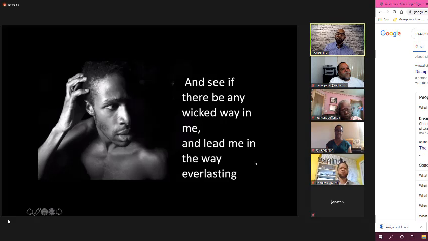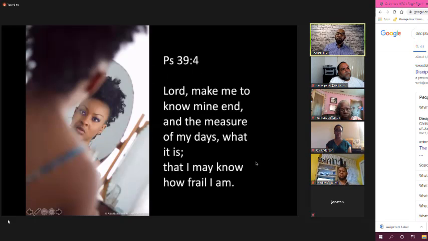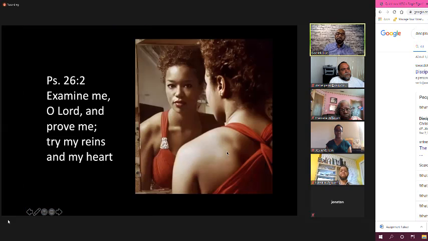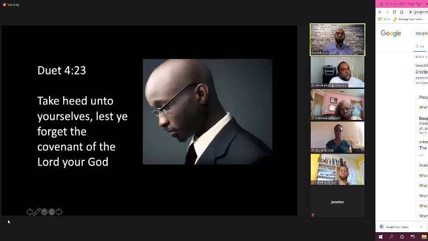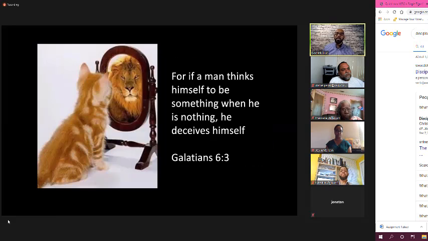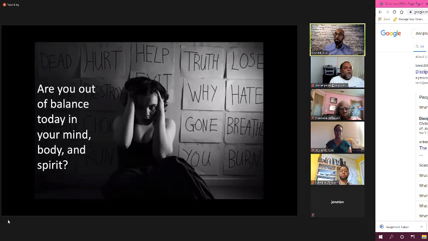Search me, O God, and know my heart, and see if there be any wicked way in me. Lord, make me to know mine end, measure my days, examine me, Lord, prove my reins and my heart. Take heed to yourselves, lest you forget. For if a man thinks himself to be something when he is nothing, he ultimately deceives himself.